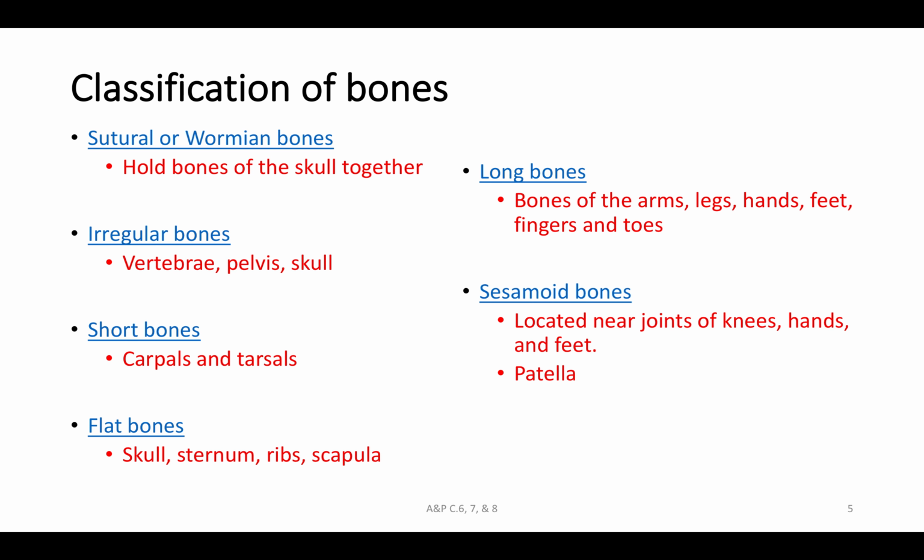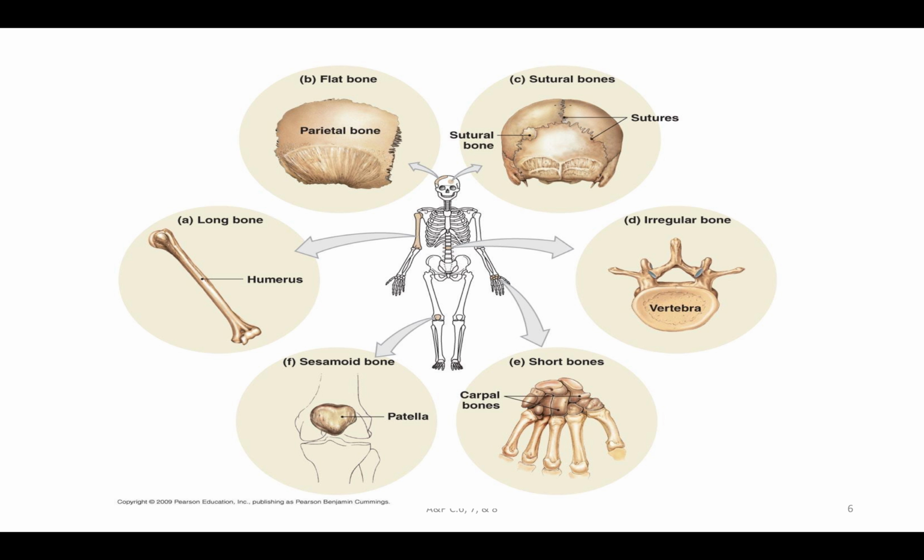Be familiar with the classification of bones. Which bones are classified by which shape? You have your long bones, like your humerus and your femur. You have flat bones, like the bones of your skull, your parietal, temporal, occipital, frontal. You have sutural bones, which are the lines that are holding your bones of your skull together.